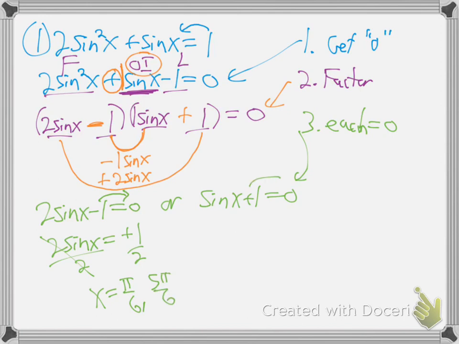Now, what about this one? Let's finish this one up. Move the 1 over, -1. Now go to the unit circle. Sine's alone there too. Go to the unit circle. Where is sine -1?